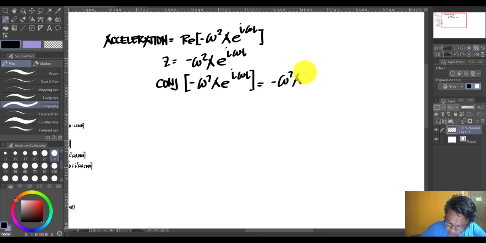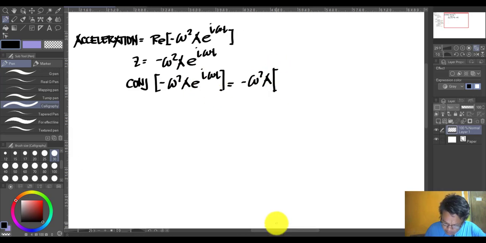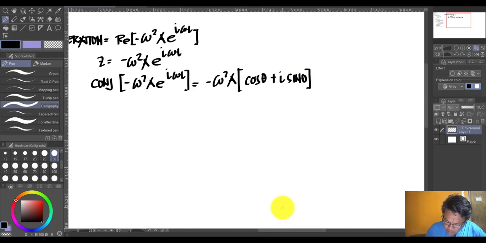We have your a, then the value of this one will be equal to cosine of theta plus i sine of theta. Now for the conjugate of this equation or function, that will be equal to negative angular squared a. So I'm going to change the sign convention here: cosine of theta, that will be negative i sine of theta.